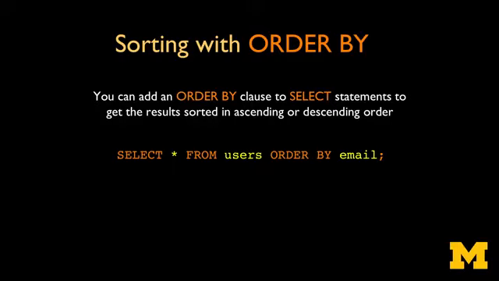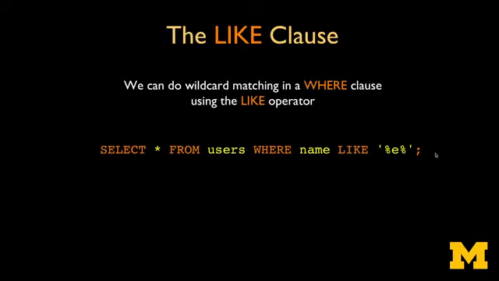Sorting is an important part of these things, so you can use the order by: select star from users order by email basically says, I would like this ordered. It's ascending order normally, and you can say DESC for descending. You add DESC toward the end there, and then you can descend it. You can do wildcards. This basically is looking for things where the name has the letter E in it anywhere, because the percent signs function as the wildcards.